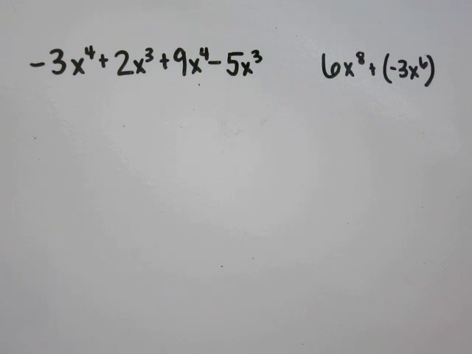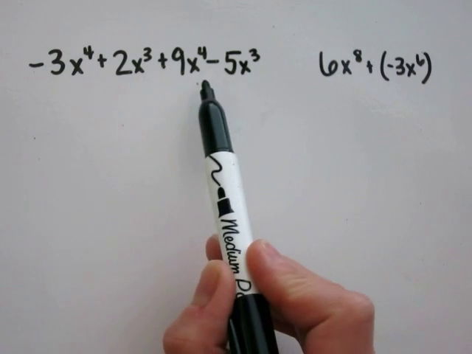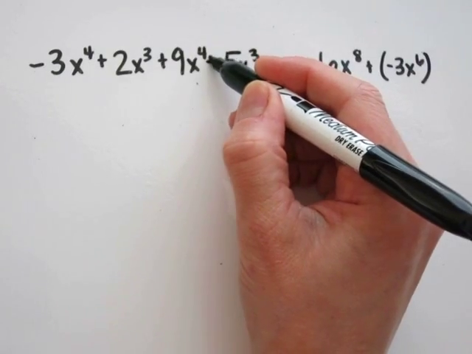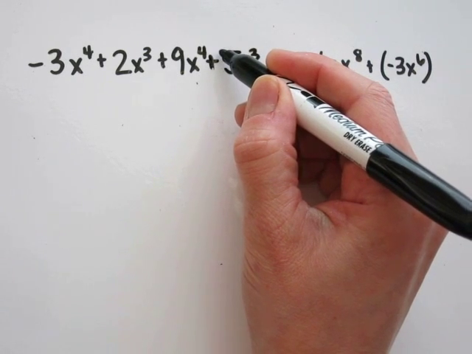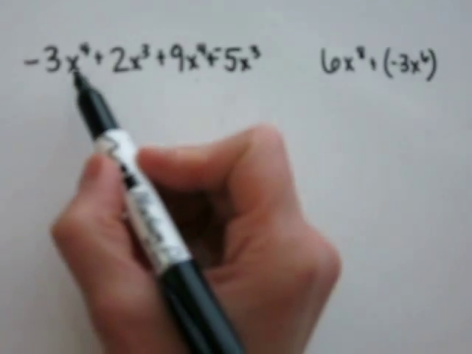For problem 19, we are given these two expressions and asked if they are equivalent. Since this is a simplified expression, I'm going to go ahead and solve this and see if it matches. Right away, I'm going to make this minus 5 a plus negative 5 so that I don't confuse my signs. Now I'm going to combine like terms.